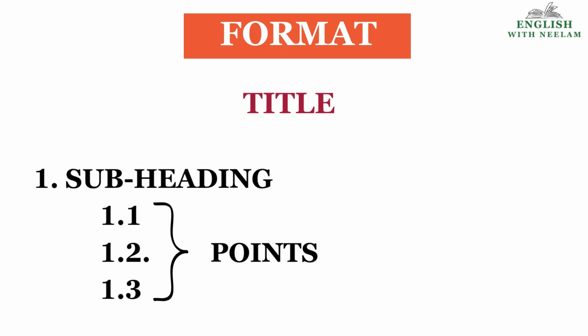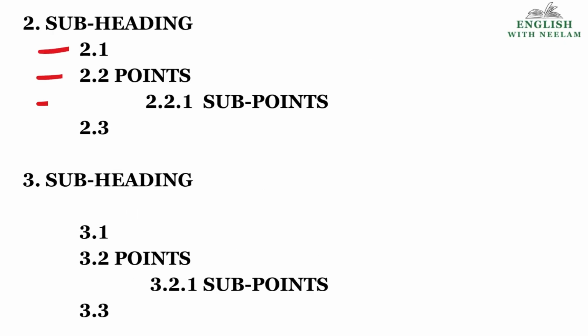That you have to mention here as 1.1, 1.2, 1.3. This is, children, called numbering. Subheading number 1, and then under those subheadings you are writing the points, giving them numbers 1.1, 1.2, 1.3. And children, when you write the second subheading, then you will write the points as 2.1, 2.2, 2.3.